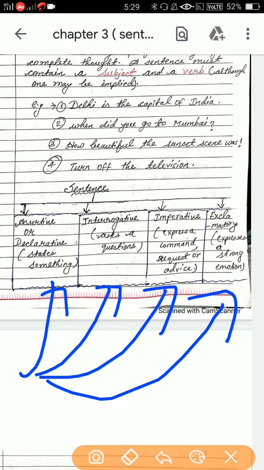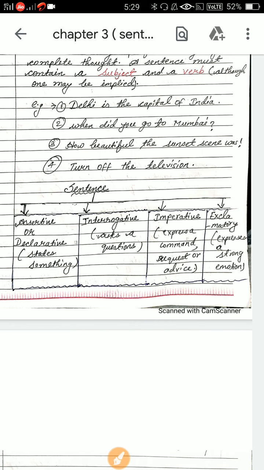Number one, the assertive sentence is also known as the declarative sentence because it states something. We see from the first example, Delhi is the capital of India. It states something. Number two, interrogative sentences usually ask a question, and they end with a question mark. In the second example, when did you go to Mumbai? This group of words ends with a question mark.